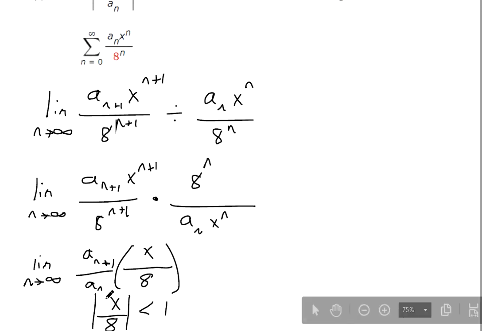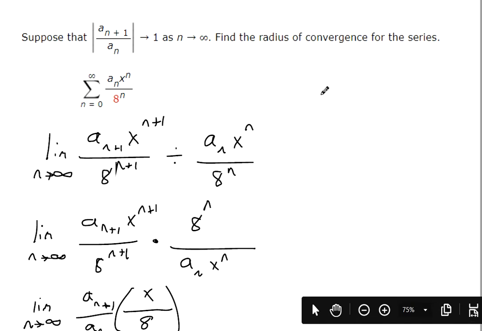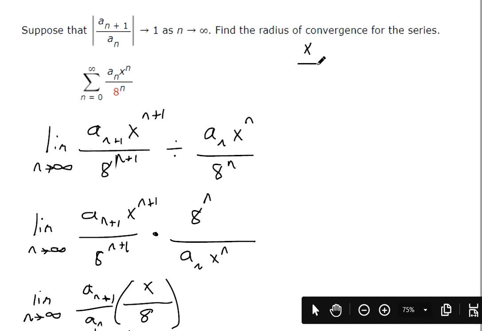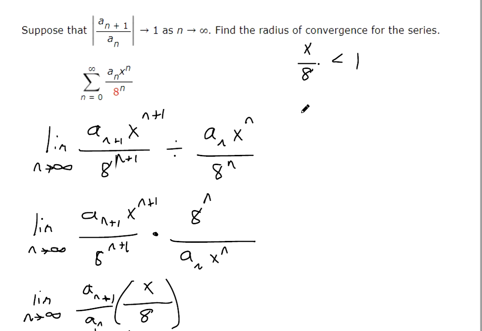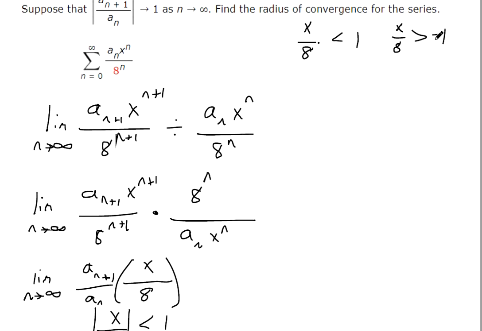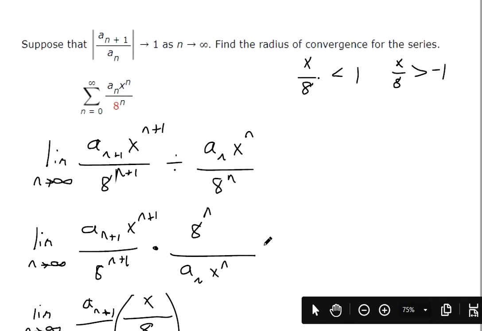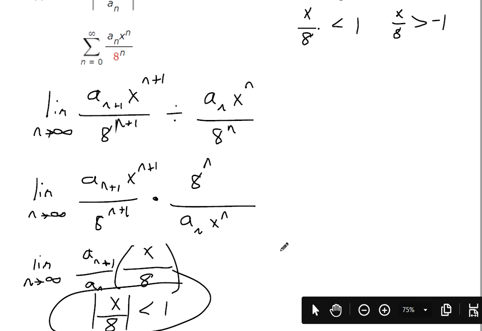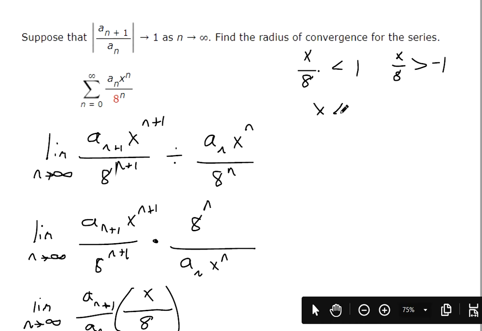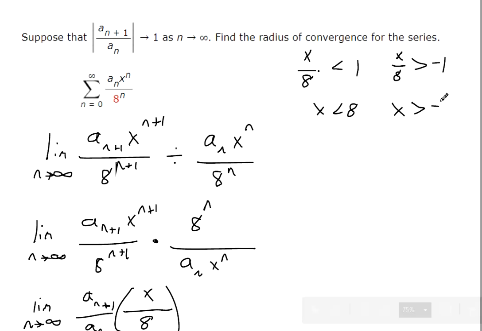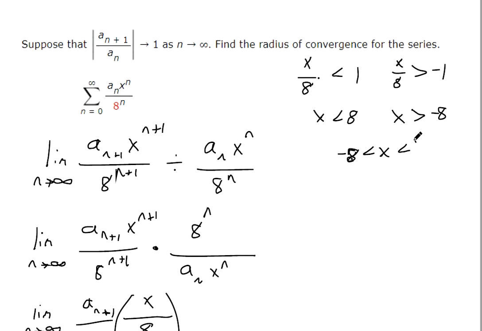So we just need to solve this inequality, which means we got to solve it twice. Once if it was positive, and then once if it was negative. Because if we're greater than -1 but less than 1, then the absolute value would make us be less than 1. So we're just solving this inequality here. And if we do that, we get x is less than 8 and x is greater than -8. So between -8 and +8 for x, this series should converge.